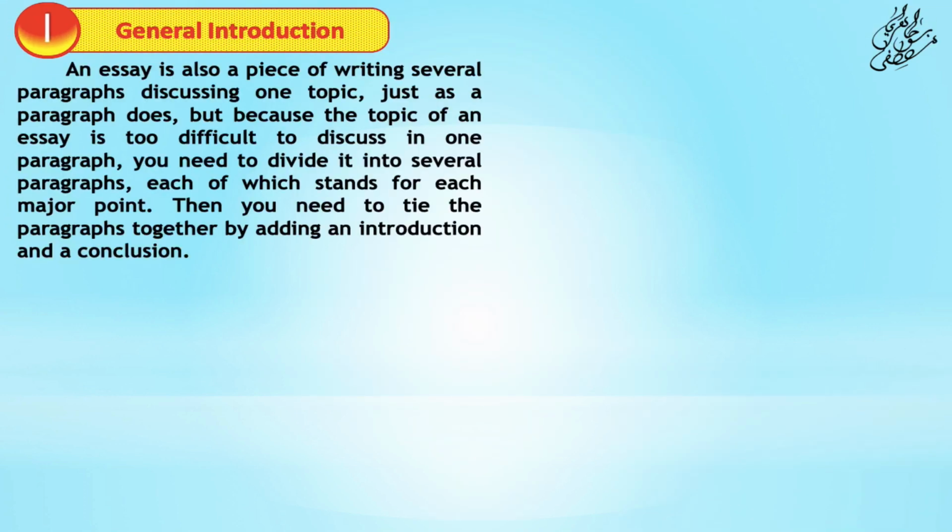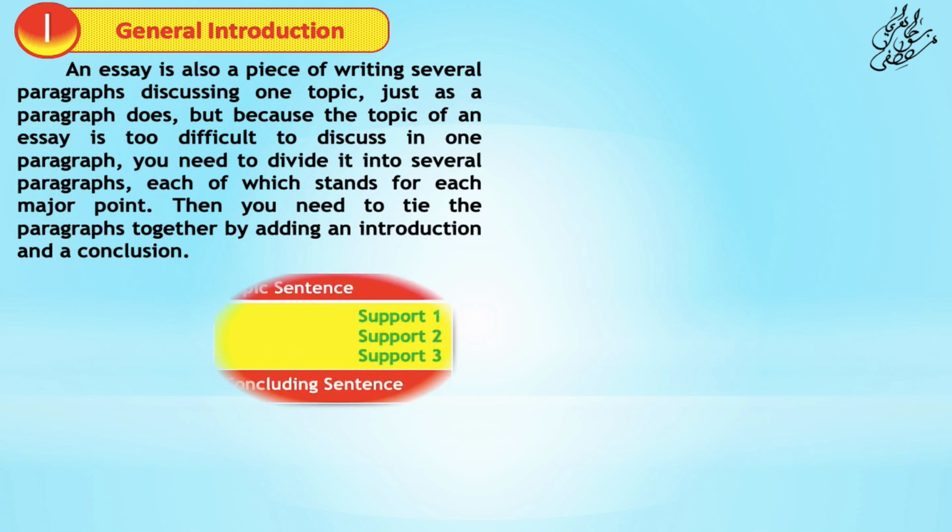Here we have a simple definition of an essay, which is considered a piece of writing of several paragraphs, discussing one topic, just as a paragraph does. But because the topic of an essay is too difficult to discuss in one paragraph, you need to divide it into several paragraphs, each of which stands for each major point. Then you need to tie the paragraphs together by adding an introduction and conclusion. Through this definition, writing an essay is no more difficult than writing a paragraph, except an essay is longer. So if you can write a good paragraph, you can write a good essay.